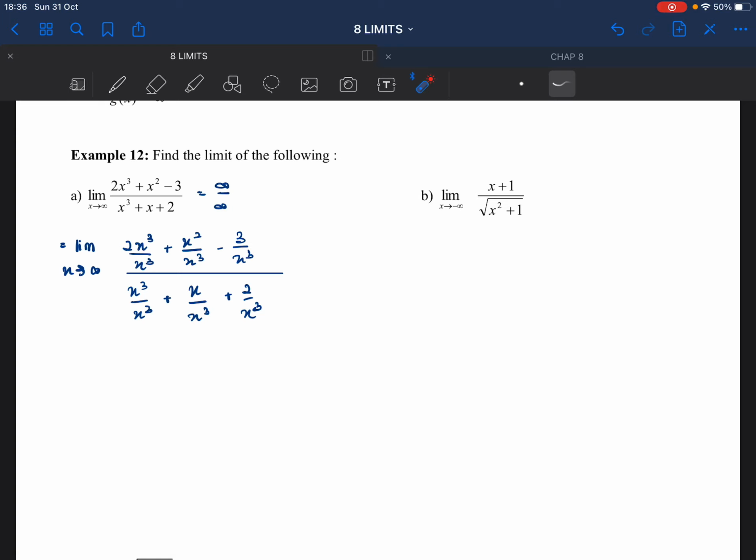Now let's simplify this. We have the limit as x approaches infinity. Here we simplify x cubed over x cubed, we can cancel, and we have 2. So we will have 1 over x plus 1 over x minus 3 over x cubed, over x cubed over x cubed, we still get 1. x over x cubed, we have 1 over x squared. And here we still have 2 over x cubed.